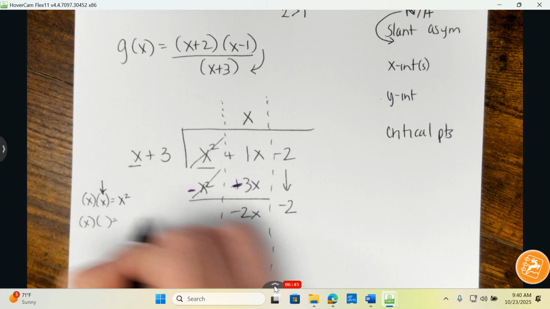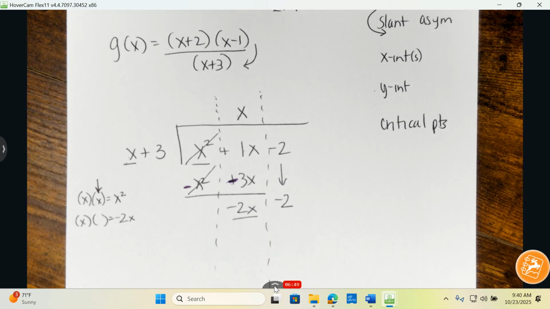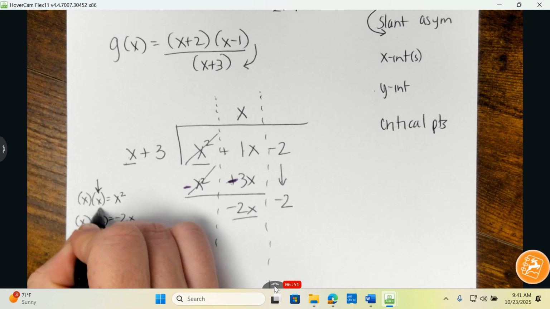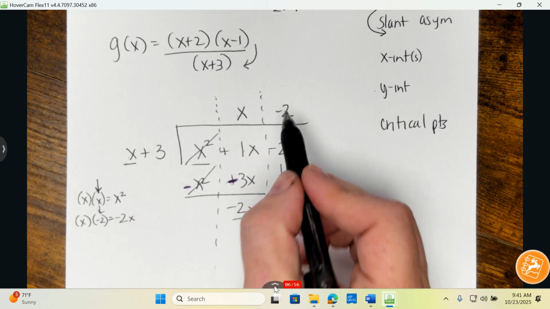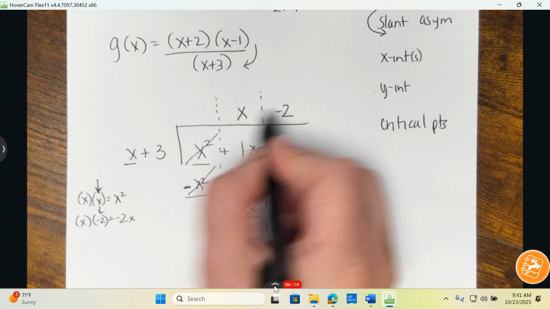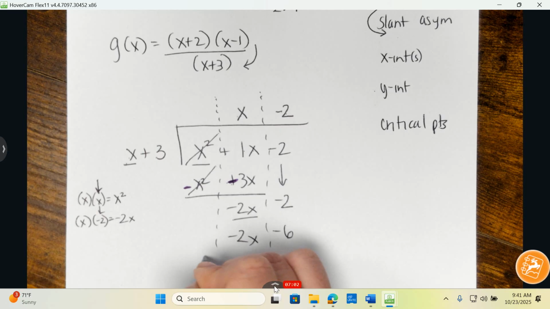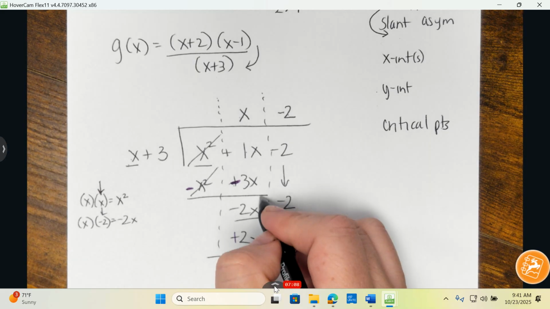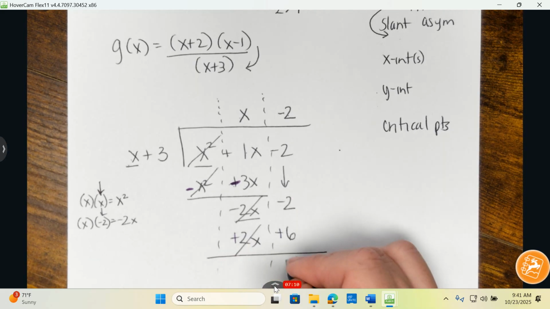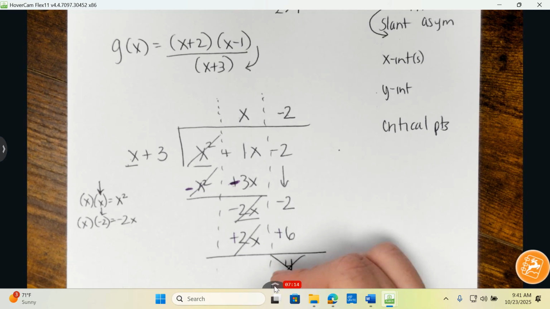Okay, so I have an x. X times what is negative 2x? The answer is negative 2. So this is the value that goes up top. Okay, I've selected the value. Now it's time to multiply. Multiply to equal negative 2. Multiply to equal negative 6. I'm going to change the sign on the second row. And then I'm going to combine down. Additive inverses and a 4. We do not care about the remainder, so cross out the remainder.